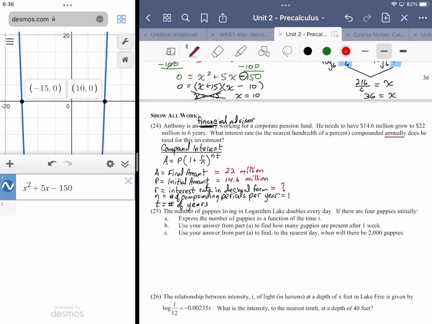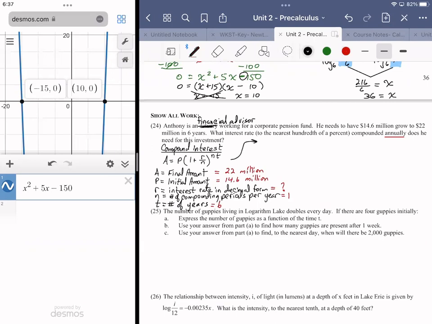If they said compounded monthly, monthly happens 12 times a year. So 12. Just how many times does that interval happen on an annual basis? And then they said 6 years. So t is going to be equal to 6.